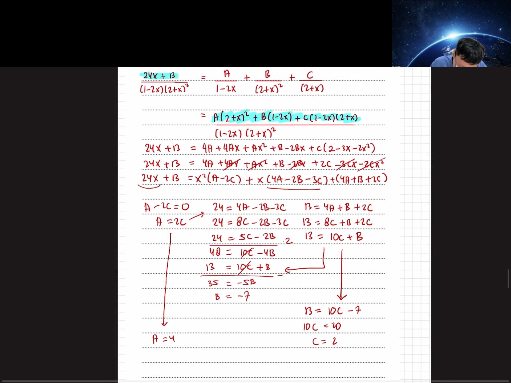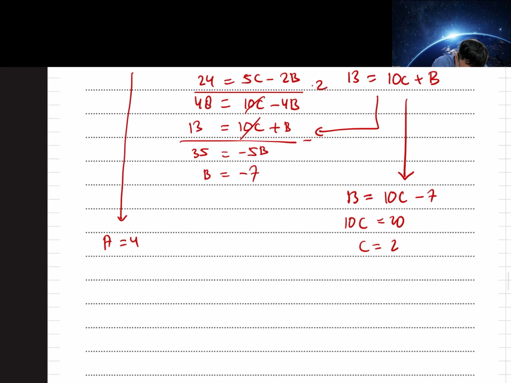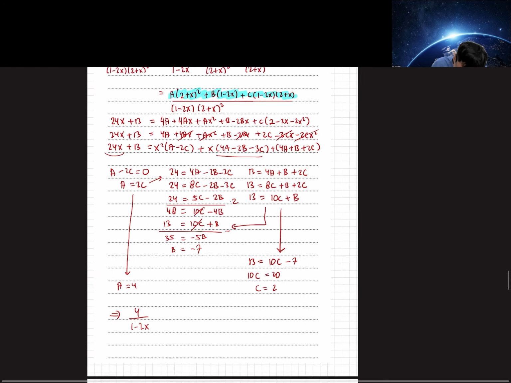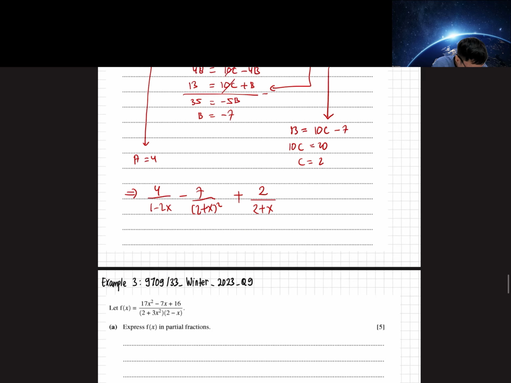So that means I can just plug into my partial fraction. So a over 1 minus 2x. So the partial fraction will be 4 over 1 minus 2x. And then the b is minus 7. So minus 7 over 2 plus x squared. And then we have plus 2 over 2 plus x. So we have the answer here.